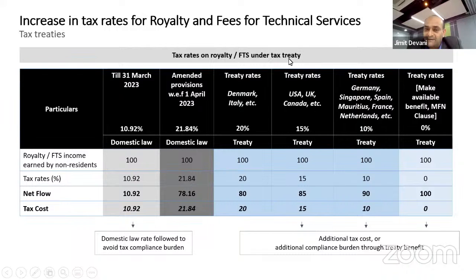Apart from these countries, there are some countries where the rate is actually just 10%, where say Germany, Singapore, Spain, Mauritius, France, Netherlands, and a good amount of European countries and other countries, the tax rate is 10%. In which case, of course, there is a substantial reduction from 21.84 to 10%, which is 11.84% reduction.